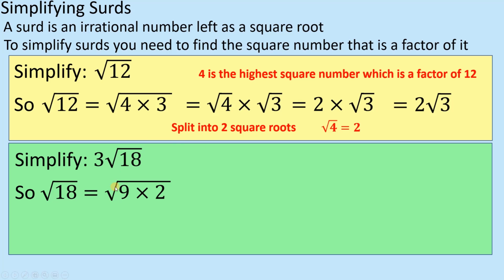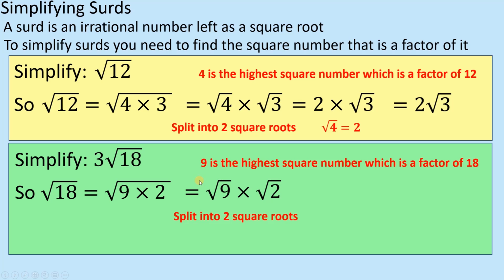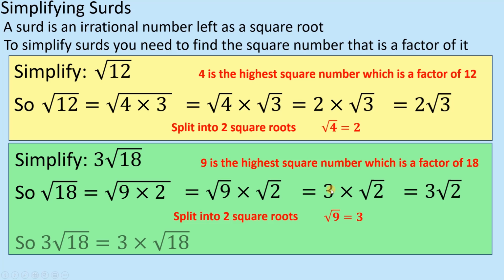Here I've got 3 root 18. I'm looking at the 18. Well, 18 is 9 times 2. So when I square root the 9, it becomes 3 outside, and I'm left with root 2. But I started this question with another 3 outside, so I need to do 3 times 3, which gives 9 root 2. So that's 3 root 2 for that particular bit, and I'm timesing it by 3, so I've got 9 root 2 at the end. I had 3 times root 18, which is 3 times 3 root 2, and then I times the whole numbers together to give 9 root 2.